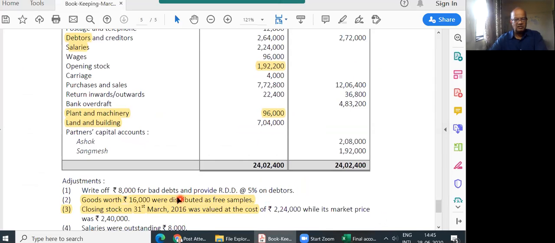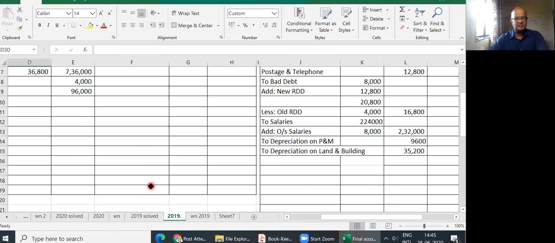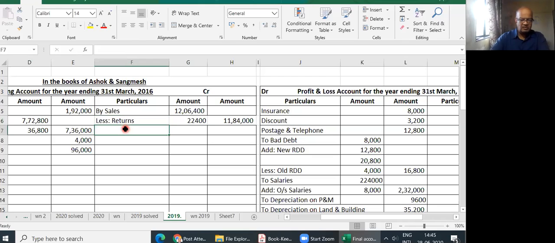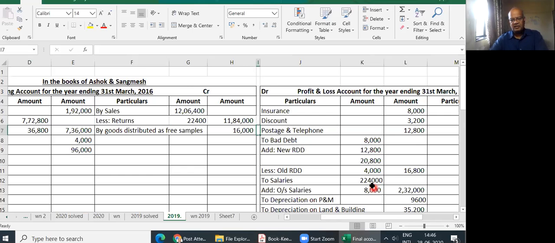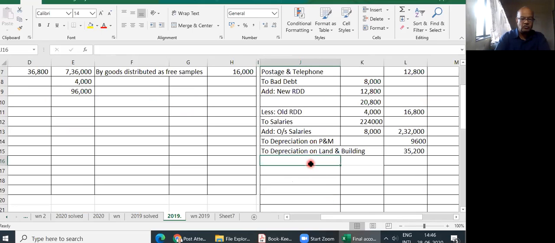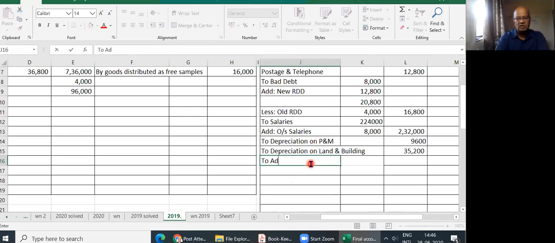Now we take up the adjustment. This adjustment we have given effect. Both were distributed as free samples. So one effect, trading account by goods distributed as free samples 16,000. And the second effect would be this is indirect expenditure, to advertisement 16,000.